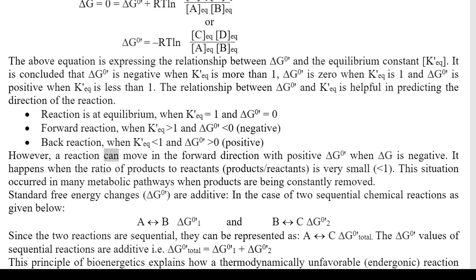However, a reaction can move in the forward direction with positive ΔG0 when ΔG is negative. It happens when the ratio of products to reactants, products/reactants, is very small, less than 1.